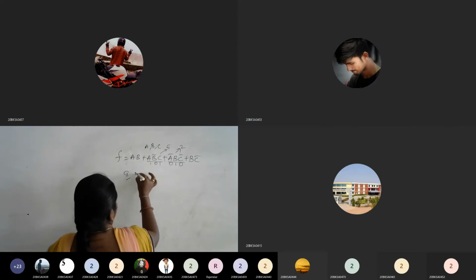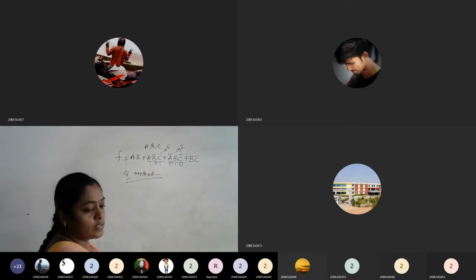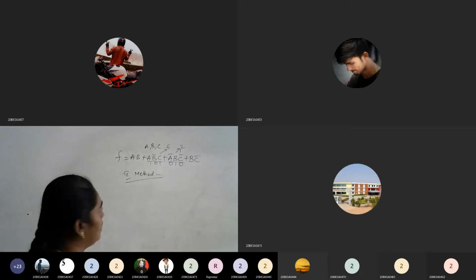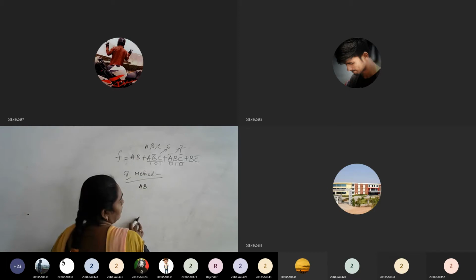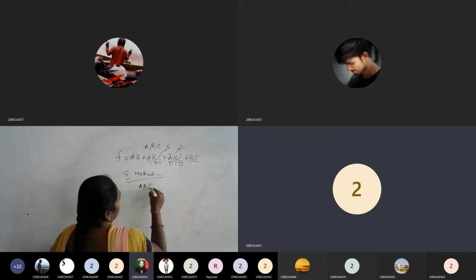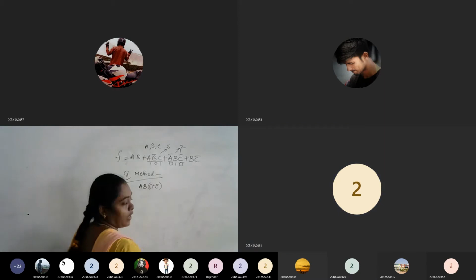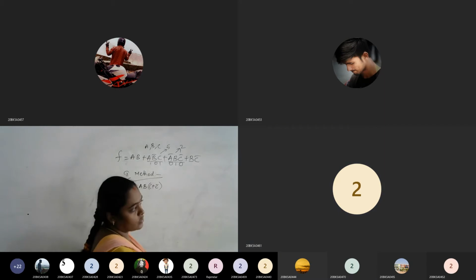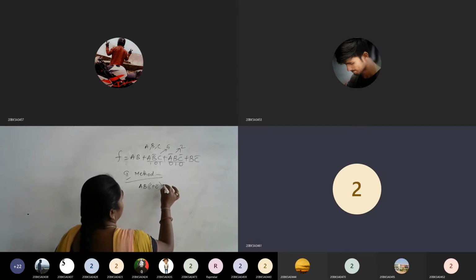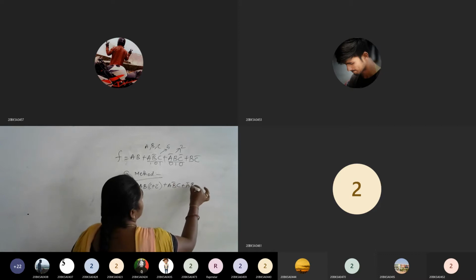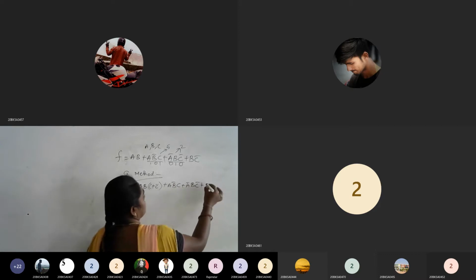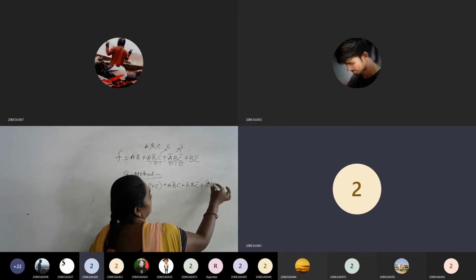Now, the second method. In the second method, we are converting simple SOP into standard SOP. So, which variable is missing? C, so multiply by C plus C bar. Already we know how to convert simple SOP to standard SOP. Yes or no? Yes, ma'am. Plus A B bar C, plus A bar B C bar. Plus, which is missing? A, so A plus A bar.